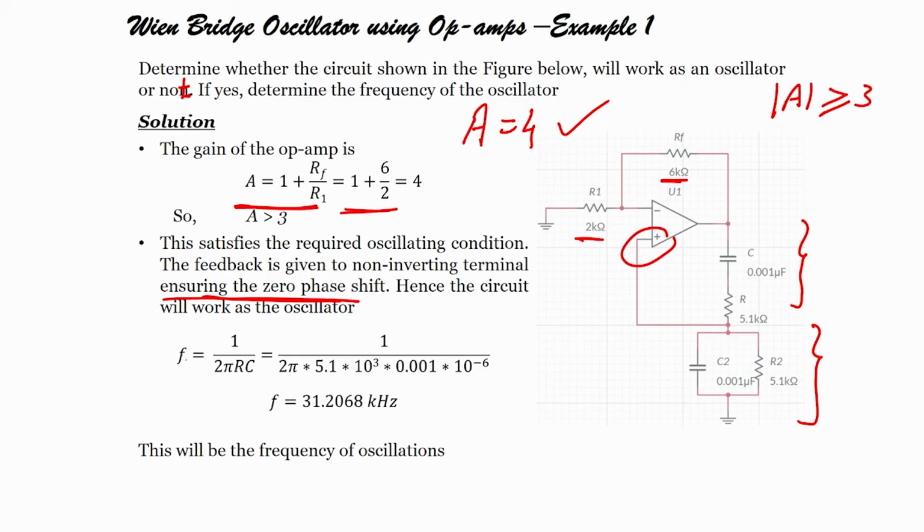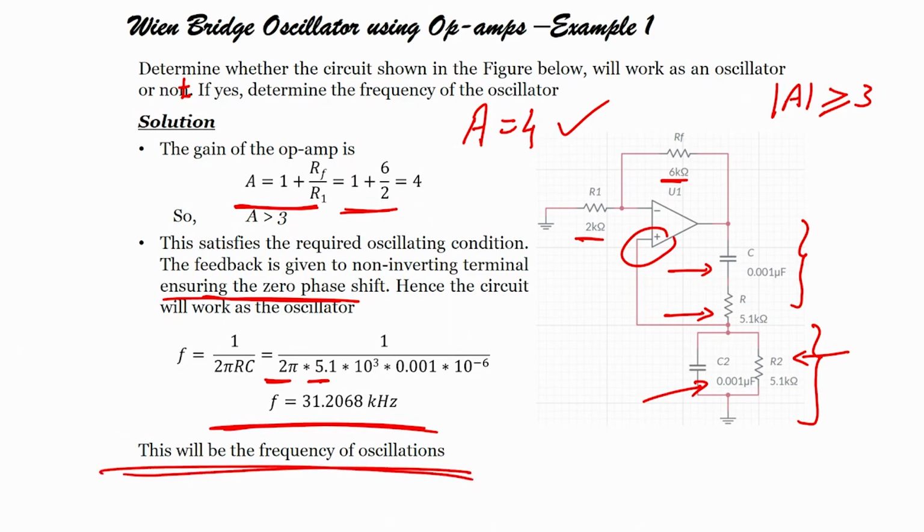f equals 1 by 2 pi RC. Let us substitute the values of 2 pi and RC. 2 pi R, what is R? 5.1 kilo ohm, because here R is the same. What is C? 0.01 microfarad, here C is the same. So, f will be 31.2068 kilohertz. This will be the frequency of oscillation.